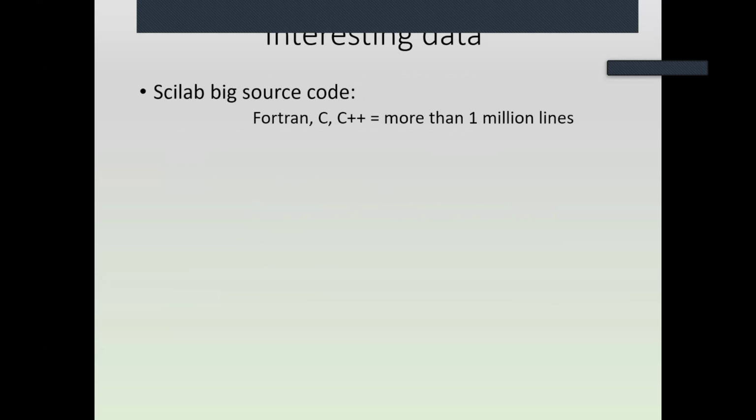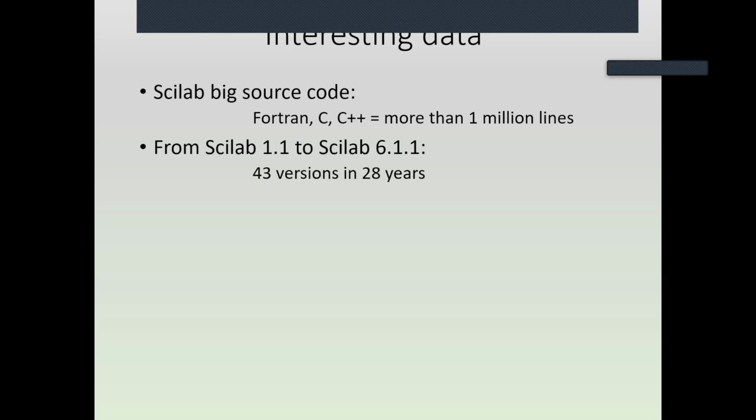This is Scilab. So what? What is interesting with Scilab, I think, I'm not talking now about what Scilab does, is that it is a big software. At the beginning it was only Fortran, but now it's Fortran, C, C++, Java, and so on. It's 1 million lines of code. It's a very big thing. From the first version, Scilab 1.1 in 1994, to now, 6.1, there were 43 versions in 28 years. So it would be very funny to put this in Software Heritage.